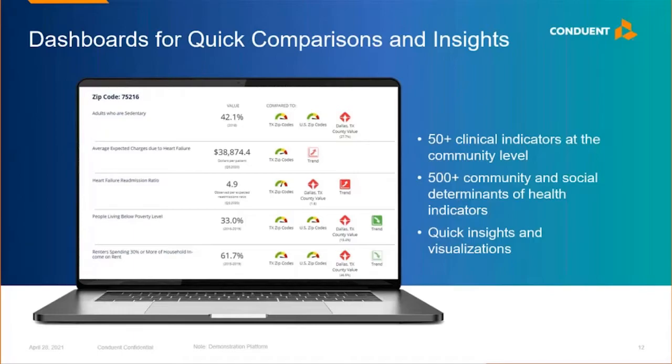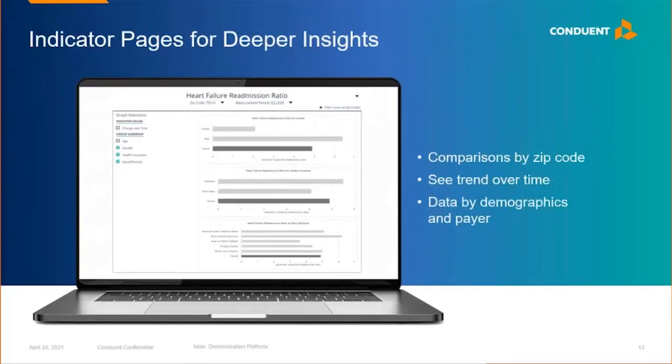Yeah, thanks so much, Linda. I want to show you another piece of information that you can get from the dashboard. In addition to the comparisons on the dashboard, you can see more detailed breakouts by demographics such as age, race, ethnicity, gender, or health insurance. So we're showing a topic that we're hearing a lot about right now, heart failure readmission. The visualizations make it easy to spot that males, those on Medicare, and African Americans have higher readmission rates than the overall group in the zip code.